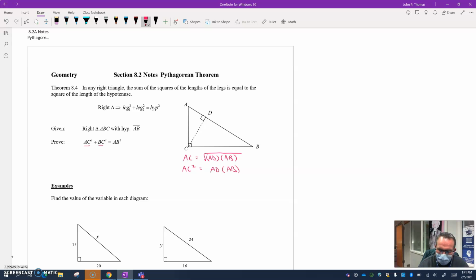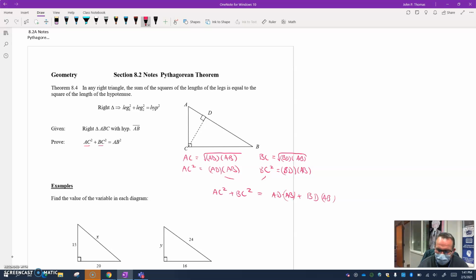Now I'm going to do the same thing with BC. So BC equals the square root of BD times AB. Square both sides, BC squared equals BD times AB. All right, next thing I'm going to do is add these two equations together. So when I do that, I get AC squared plus BC squared equals AD times AB plus BD times AB.